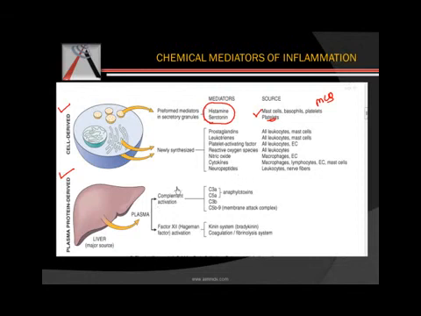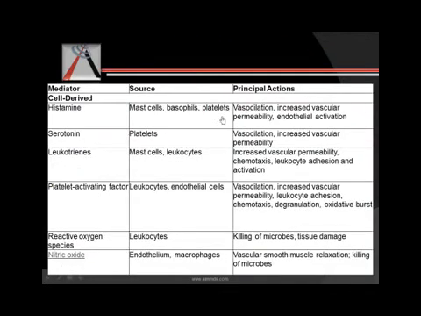etc. Then we have the complement activation and complement systems that act as C3a, C5a as anaphylatoxins. We have C3b, C5b to 9 which act as the membrane attack complex. Then we have the kinin system and the coagulation system that also play a role in inflammation. This is a list of the principal actions of the cell-derived mediators and their source.